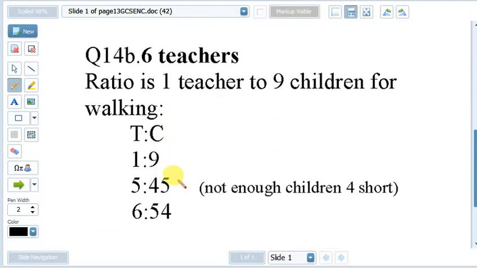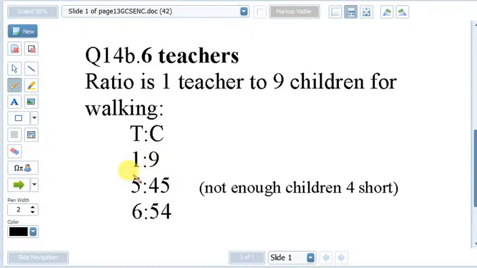14B. So 14B was 49 children want to go walking. What is the smallest number of teachers that are needed? Okay, so we know that for every 9 children that want to go for a walk, we need 1 teacher. So, again, we set it up teachers and children. So for every 1 teacher, we've got 9 children.